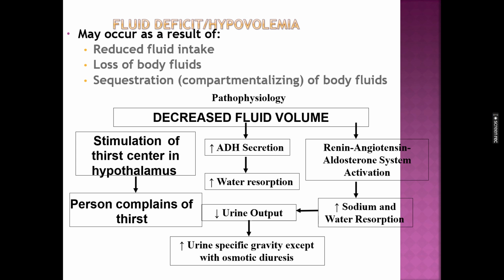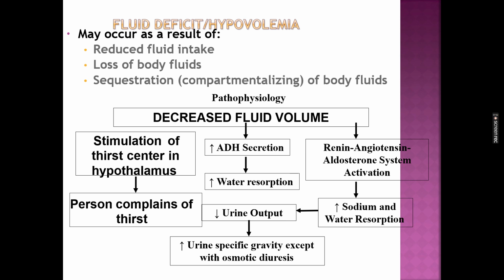So whenever there is a decreased fluid volume, our body will also react. You can see the pathophysiology here. Whenever there is a fluid volume reduction, what will happen? There will be stimulation of the thirst center. And where is the thirst center? The thirst center is in the hypothalamus. When the hypothalamus gets the signals, the person will feel thirsty, so they will go and drink water, like it happens in a normal individual.